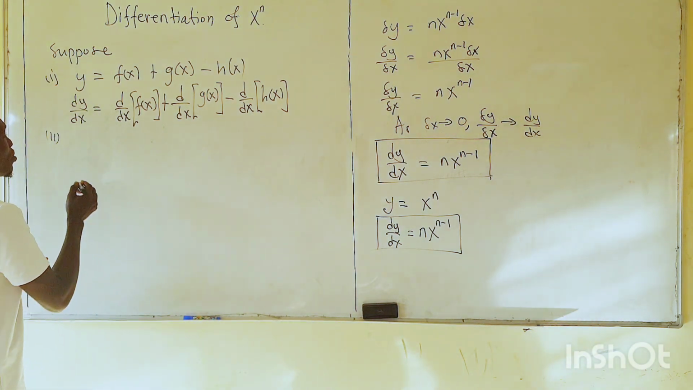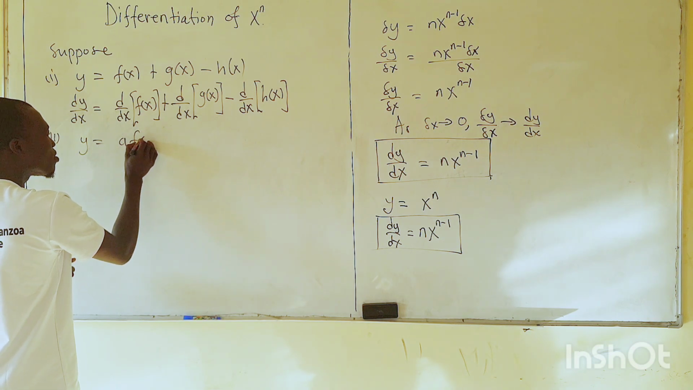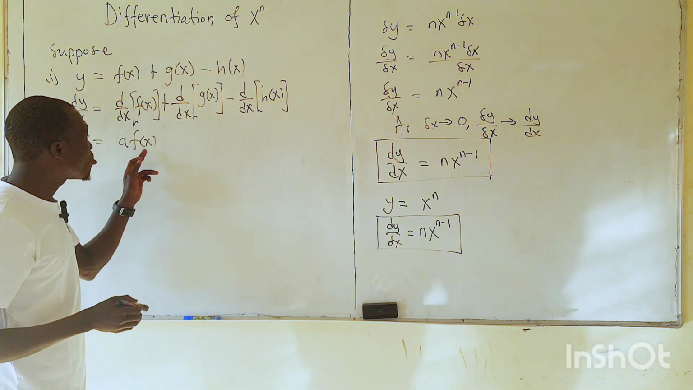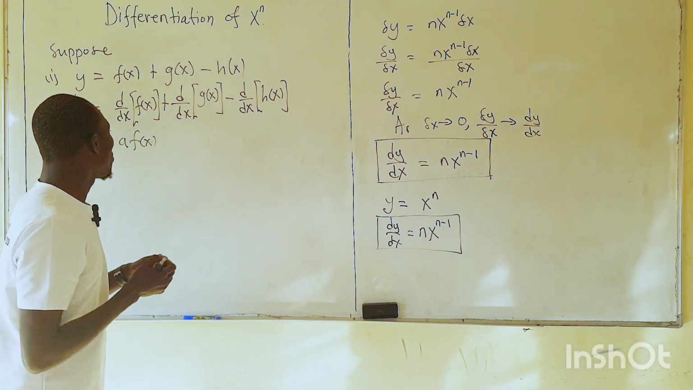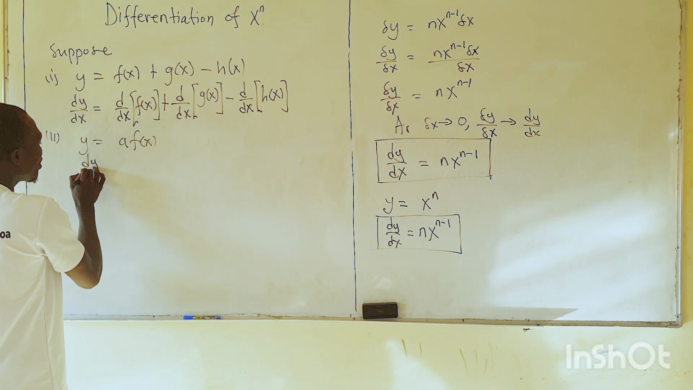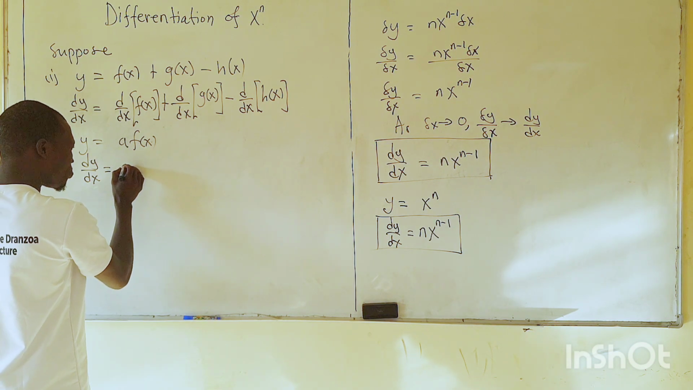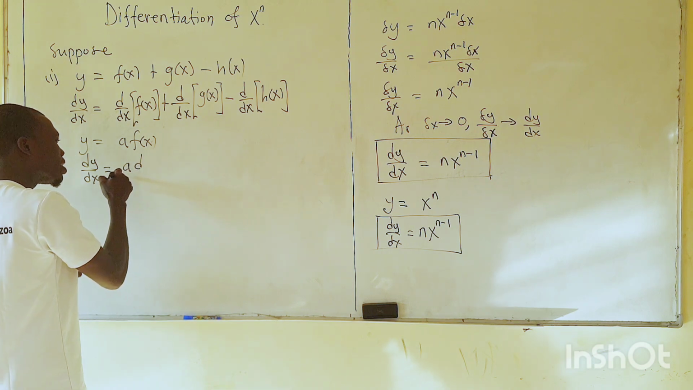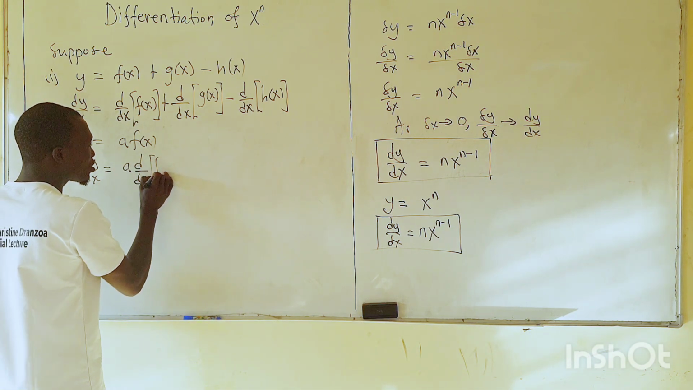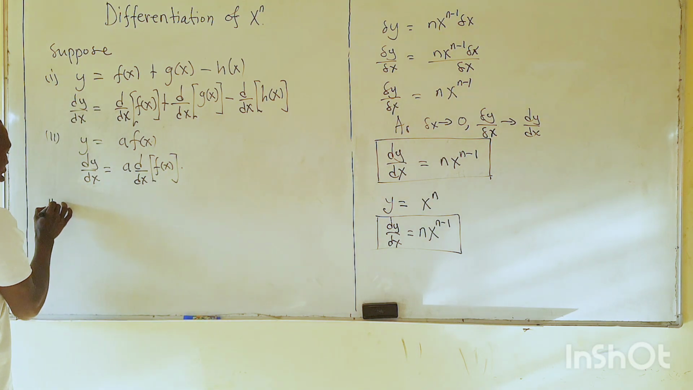The second one is when we have y equals a times f of x. If we have a constant multiplying our function, what do we do? To get the derivative, dy/dx is the same as a, the constant, multiplied by the derivative of the function f of x.